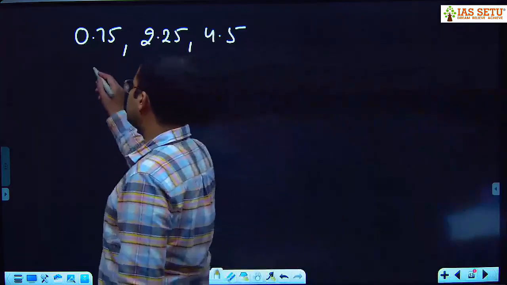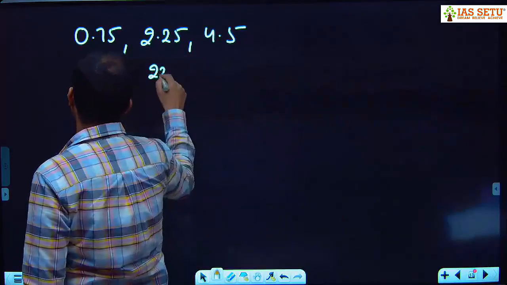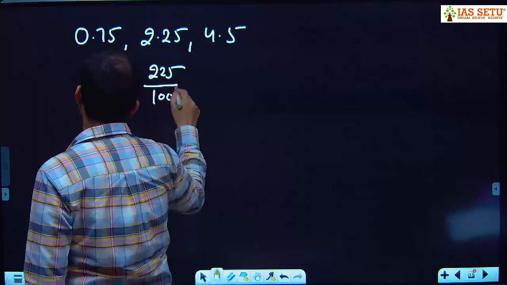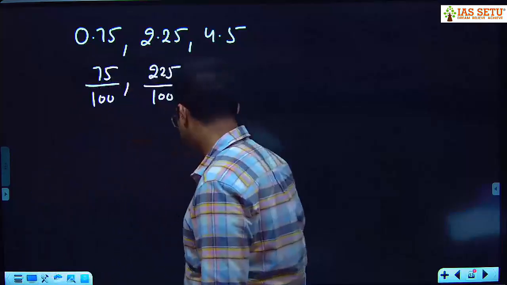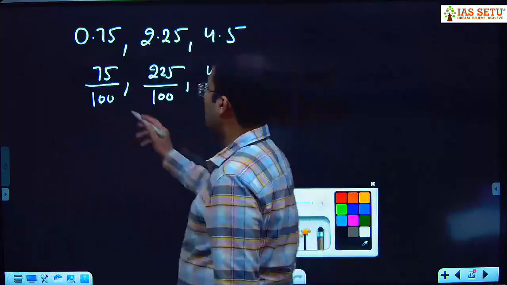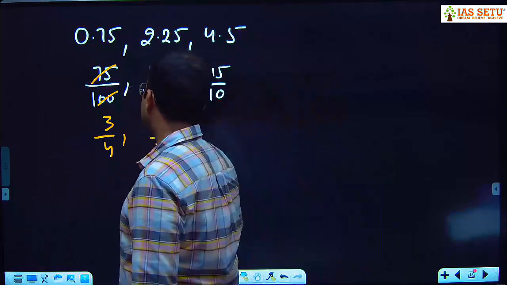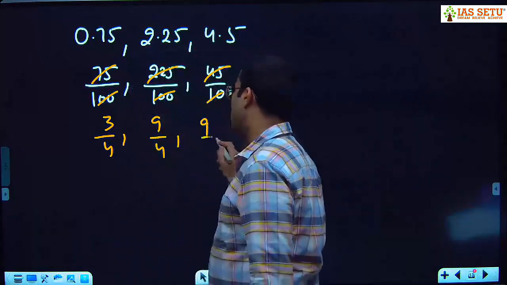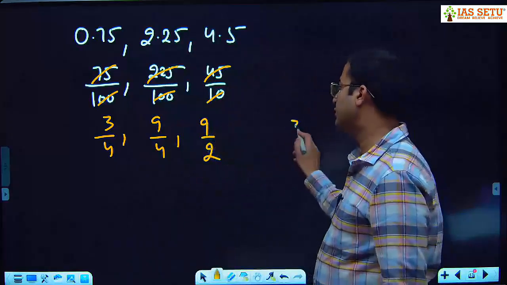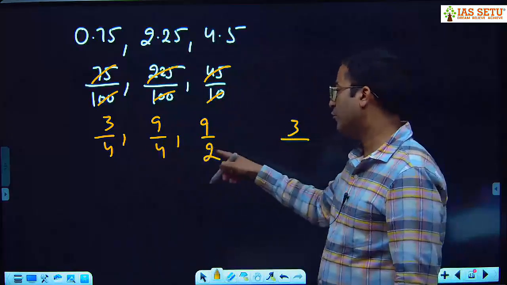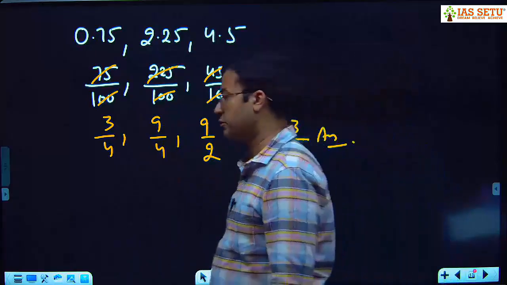Now here it is 75 upon 100, 225 upon 100, 45 by 10. This is like 3 by 4, 9 by 4, 9 by 2. What is the HCF of 3, 9, 9? 3. What is the LCM of 4, 4, 2? 4. So your answer is 3 by 4.